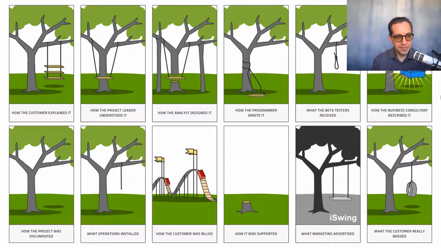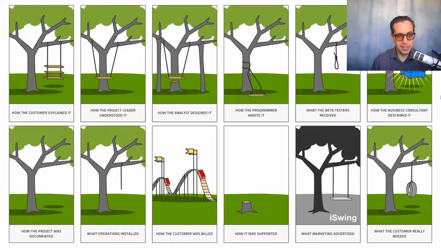At the top left, you see how the customer explained the challenge. This is very typical that the customer is not actually able to articulate correctly what the problem is. That's why you need to dive deep and talk to various people to discover what the challenge is. And of course, there's a communication problem.